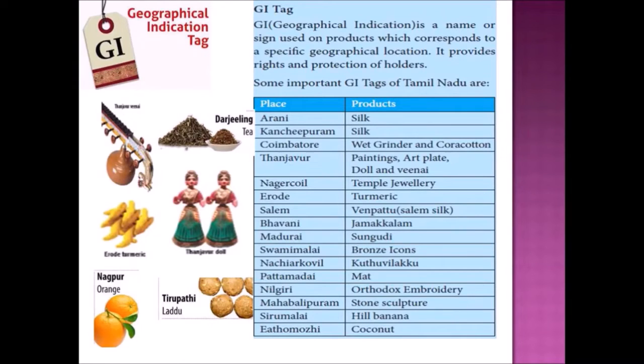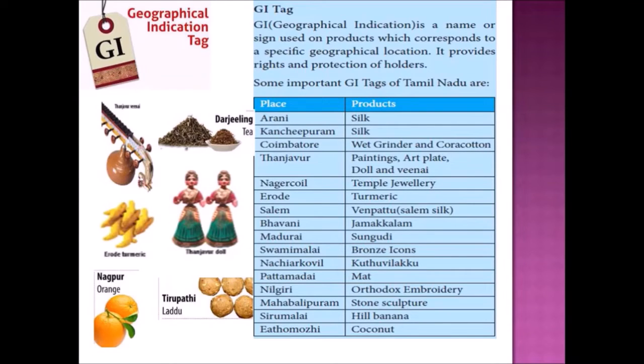The next topic we are going to see about is GI tag. GI means Geographical Indication. It is a name or a sign used on products which corresponds to a specific geographical location. It provides rights and protection to holders. Consider some of the products like Kanchipuram silk, Tanjavur paintings, Tirupati laddus, Nagpur oranges. These are some of the important products which are given the GI tag. The products which are given the GI tag are legally protected. GI tag ensures that none other than those registered as authorized users are allowed to use the popular product name.